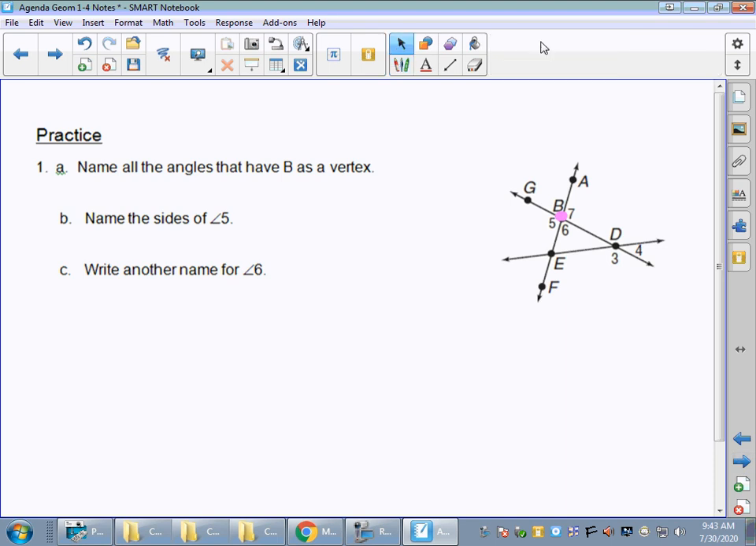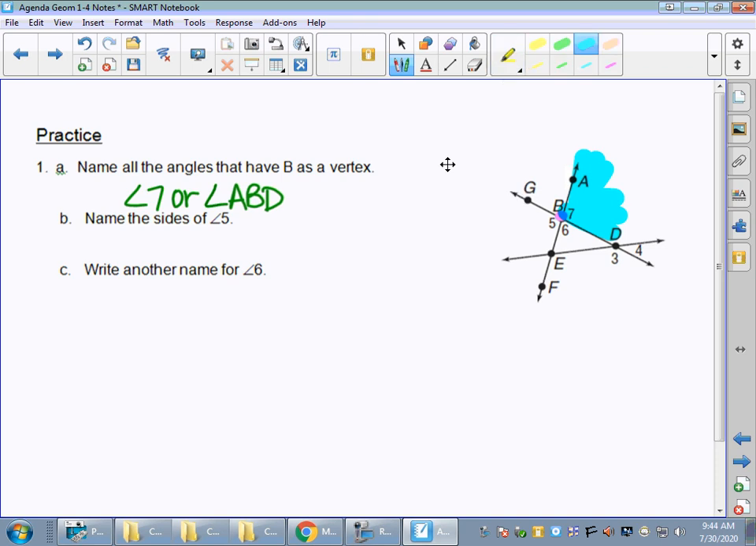I don't know about you, but I see four angles that have point B as a vertex. You can name them, remember, with numbers or with 3 points. So maybe you said that angle 7 has B as a vertex. Remember, the vertex is the point at which the 2 rays come out of. So I could name that angle 7, or I could name that angle ABD. B has to be in the middle. It'll be wrong if it isn't.